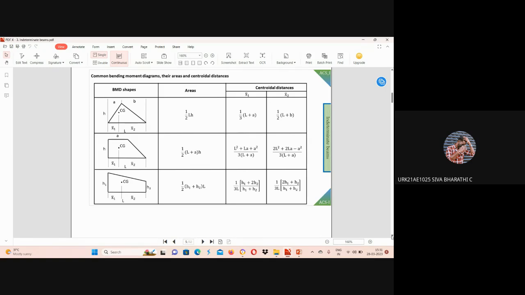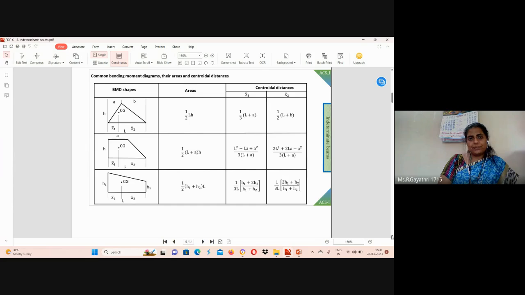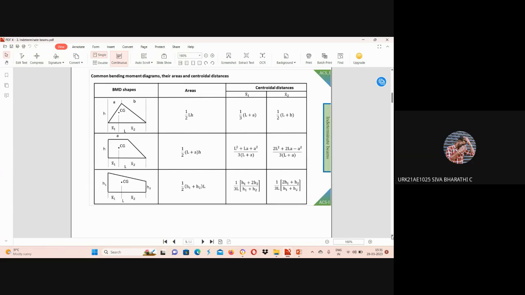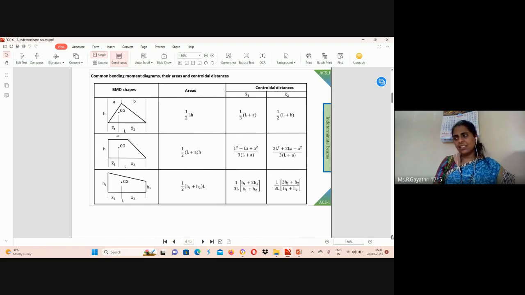You are telling 1 by 3 of L plus B, yeah? Yes, ma'am. Okay, we can keep 1 by 3 of L plus B. Okay, we check the answer. What is your answer? L plus B value is 5. 5 by 3, 1.67.